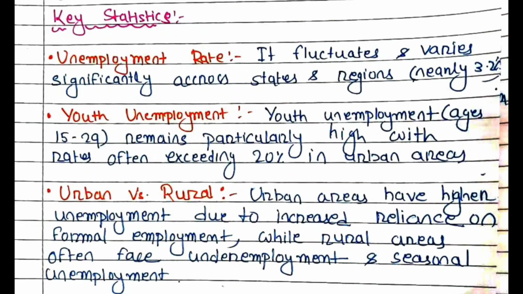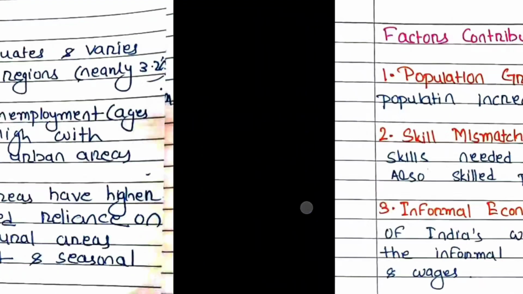And there is urban versus rural unemployment. The urban areas have seen higher unemployment rates. Why? Because there is more reliance on formal employment, and rural areas often face underemployment and seasonal unemployment. So the urban unemployment rate is always higher than rural.